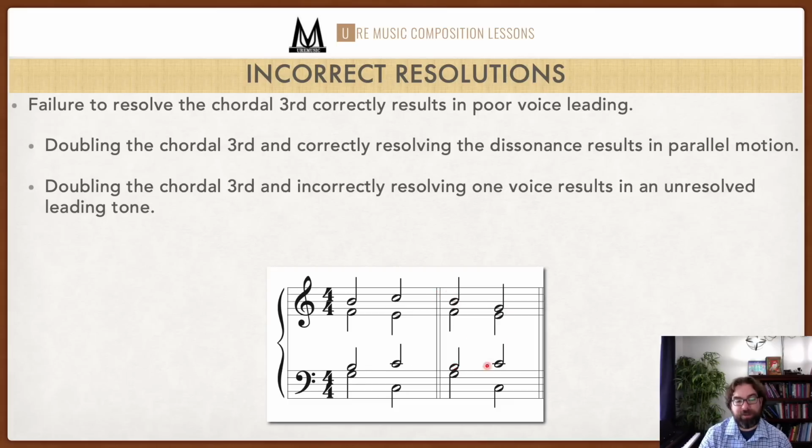Let's say the B goes up to C here in the tenor, but the B in the soprano skips down a third to the G. That's also a problem, because look what's happening between the soprano and the bass. Here we have a third, that's fine. And then we have a C and a G. So this is moving into what we call a direct or a hidden fifth.